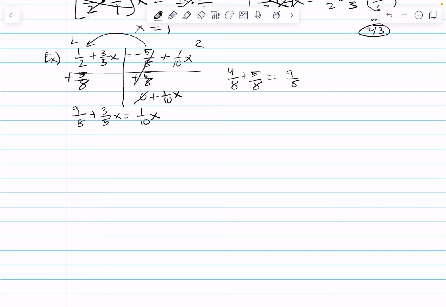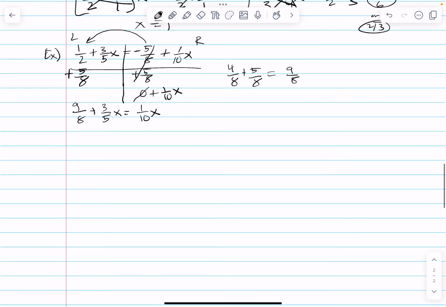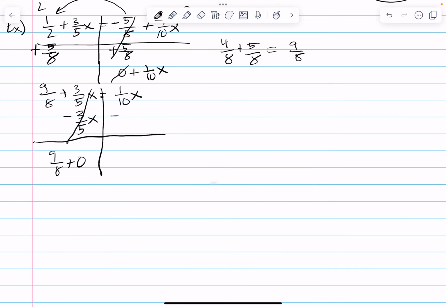Now we just have to combine the x's. Now it's the same thing again. So we're going to move the x from the left to the right. And to do this, we have to minus 3/5, because that's how you do it. 3/5 minus 3/5 is just 0 plus the 9/8. And now we have to subtract here 3/5 x as well.